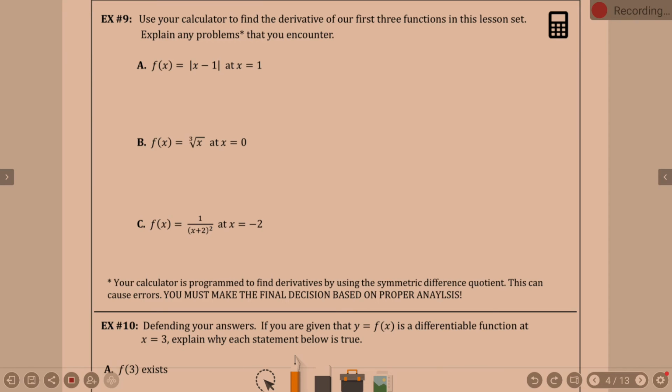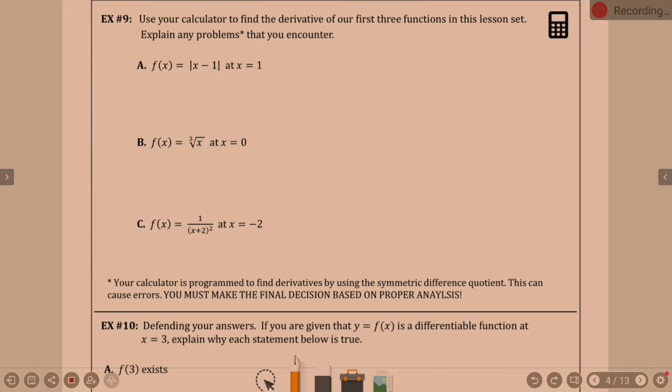Now, these things that we're looking at are the problem zones, okay? So like when we look at A, this goes back, and you can go back and look at where did we do this? Back at the very beginning there, example 1. We already found out that this is not differentiable at x equals 1, correct? Well, what happens when you put this in your calculator?